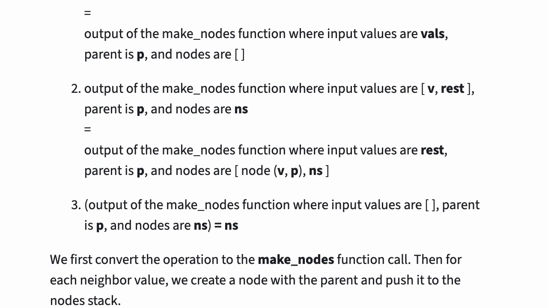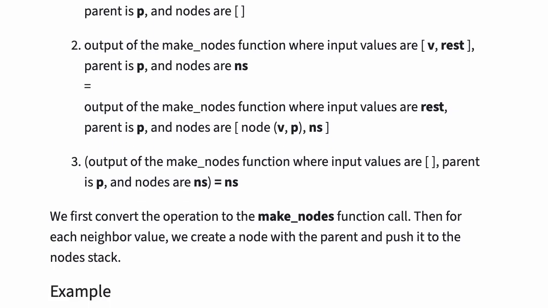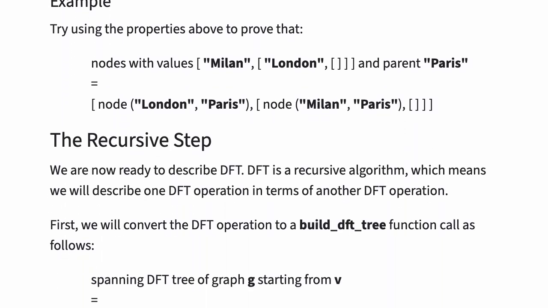We first convert the operation to the makeNodes function call. Then for each neighbor value, we create a node with the parent and push it to the node stack. Let's try an example. Try using the properties above to prove that the nodes with values Milan, London, and parent Paris is equal to the stack with node London and Paris and node Milan and Paris.